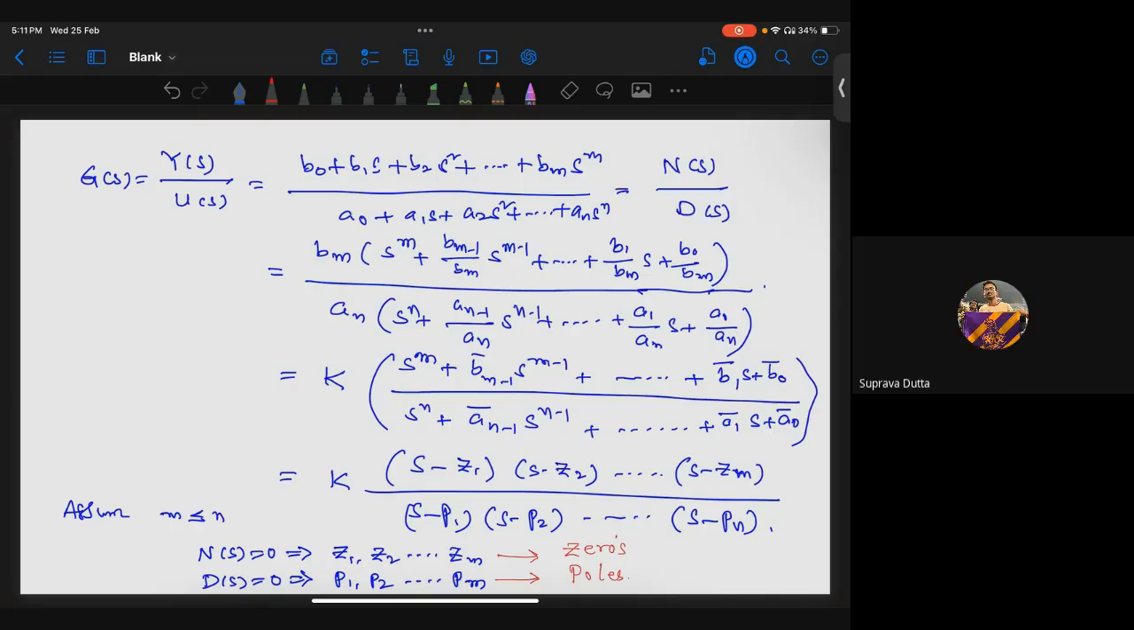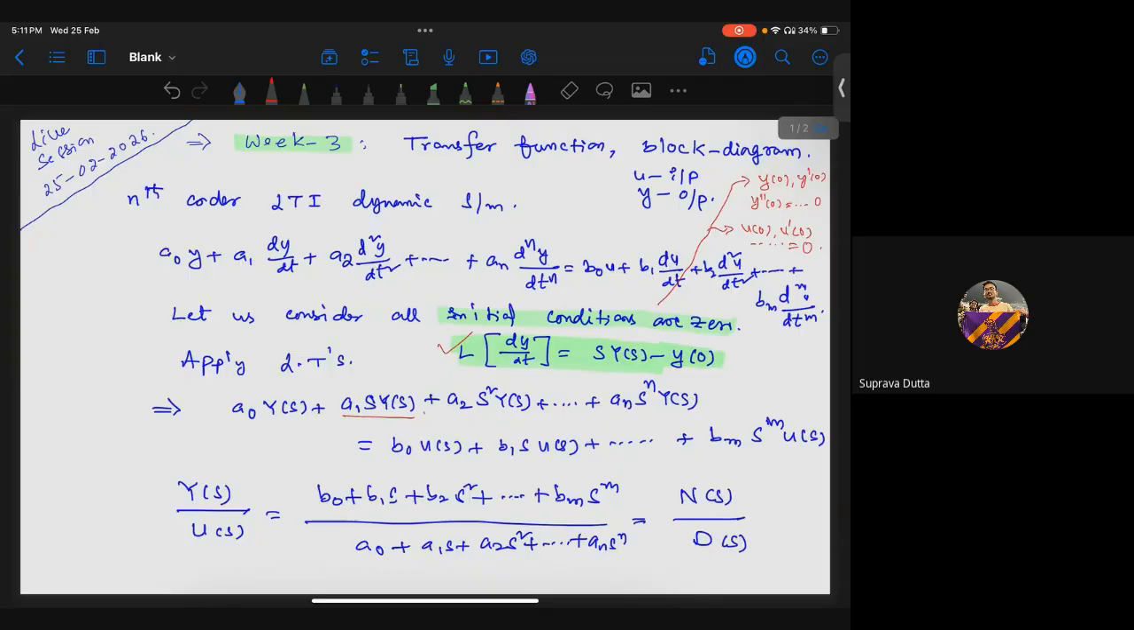Sir, are you considering unit step function here? No, this is not unit step. U is the input. Don't think of u as the unit step. It is the general input.